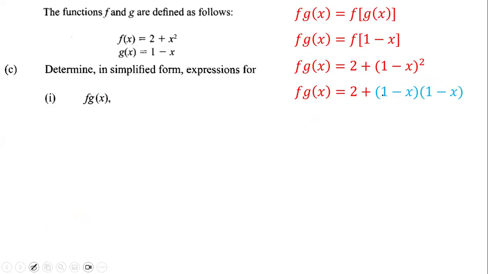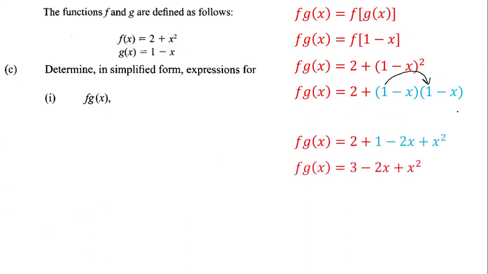So we have 1 multiplied by 1, and 1 multiplied by 1 is 1. Then we have 1 multiplied by negative x, and that is negative x. Then we have negative x multiplied by 1, and that is still negative x. Then we have negative x multiplied by negative x, and that is positive x squared.